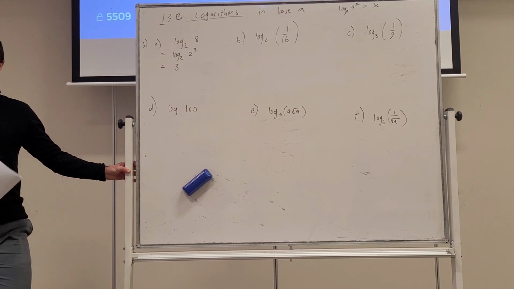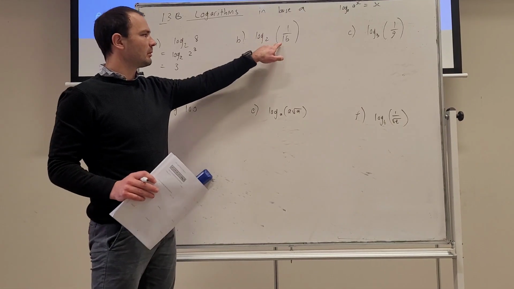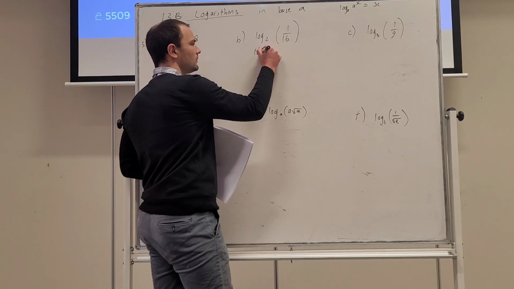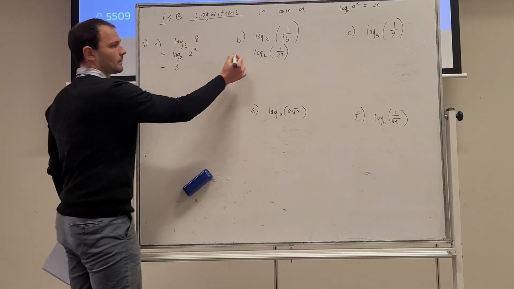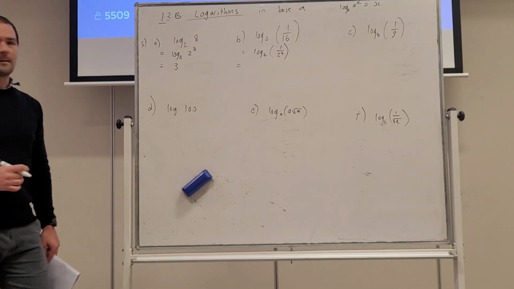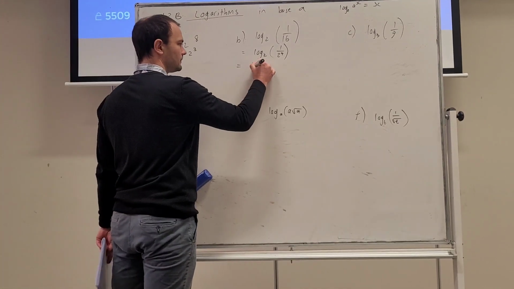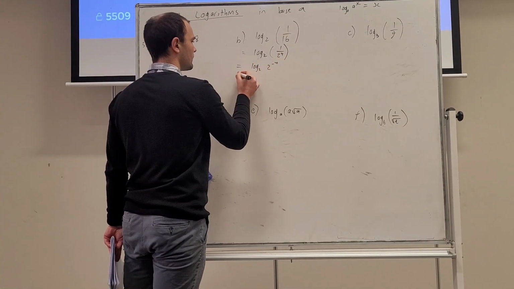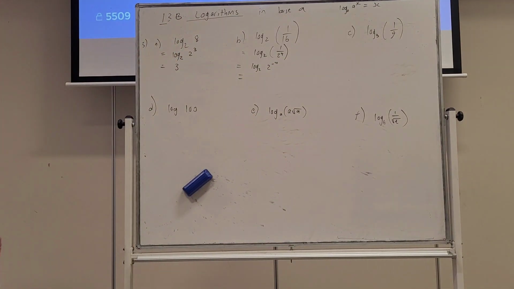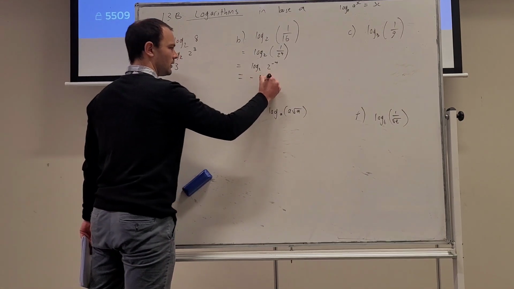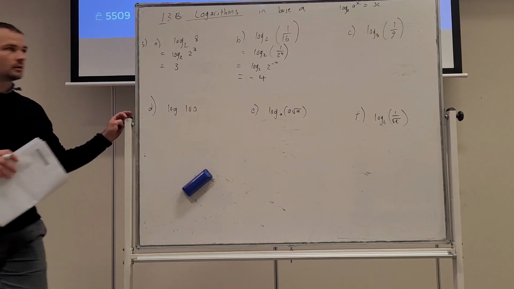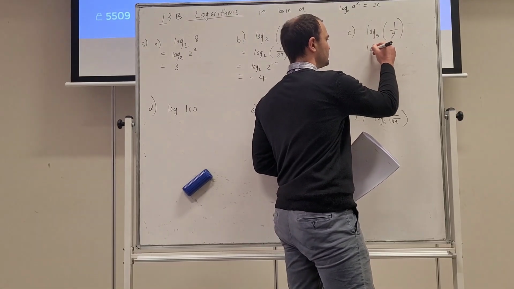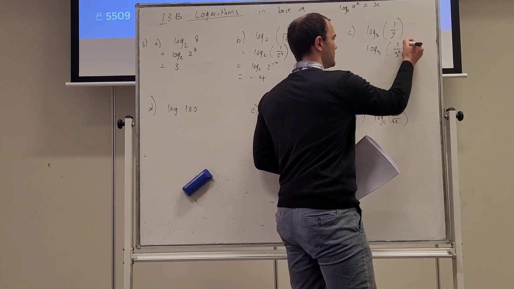Okay, 1 on 16, the base is 2. So I'm looking at the bottom there, 16, that's 2 to the power of 4. And we'll take it to the top and make the power negative. And then it will simplify to the power. Okay, log base 3 of 1 on 9. 9 is 3 squared.